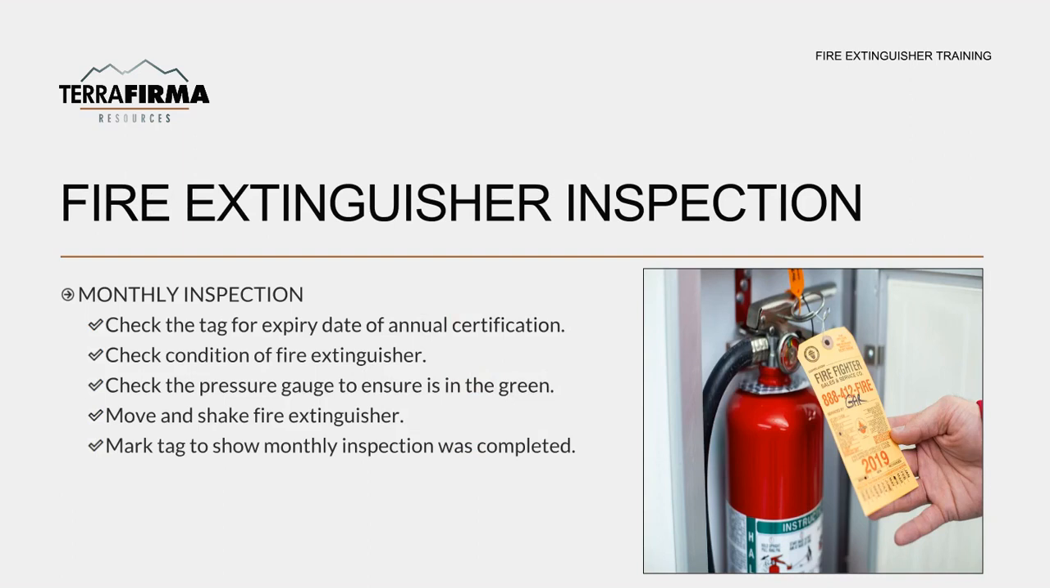Fire extinguishers need to be inspected monthly. When performing an inspection, check the tag for expiry date of annual certification. Check condition of fire extinguisher. Check the pressure gauge to ensure it is in the green. Move and shake fire extinguisher. And mark the tag to show monthly inspection was completed.